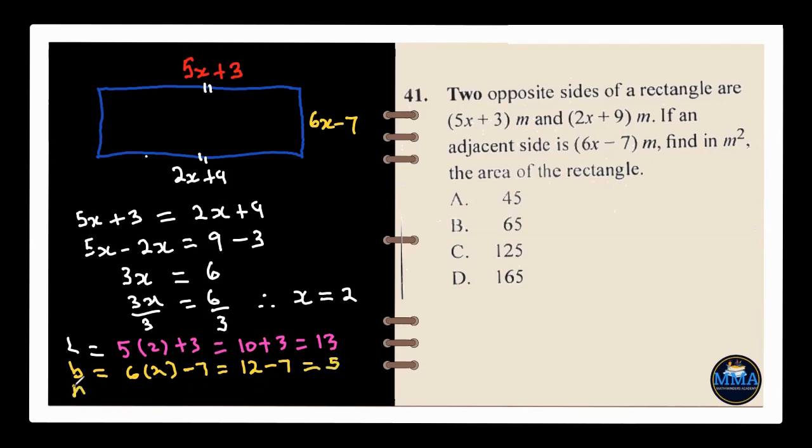So let's calculate the area. Area is length times breadth. Length is 13, breadth is 5. And that will give us 65 square meters. 65 square meters is option B. So we mark option B and proceed to question number 42.